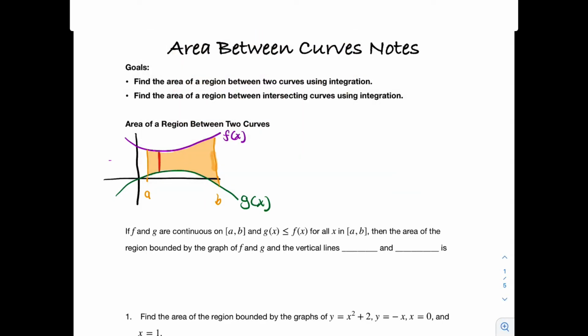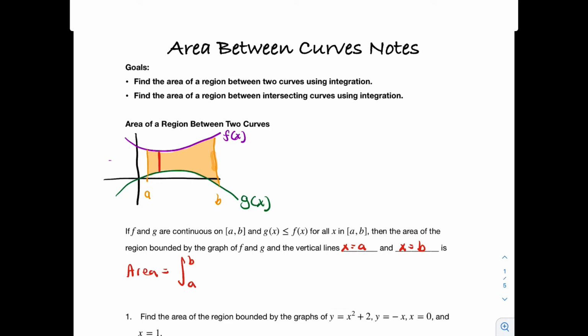Given that f and g of x are continuous functions on the closed interval from a to b, and g of x is always below f of x or equal to f of x, then the area bounded by the graphs of f and g of x and the vertical lines x equals a and x equals b is found by the following equation. Area is equal to the integral from a to b, the beginning and the ending of our interval.